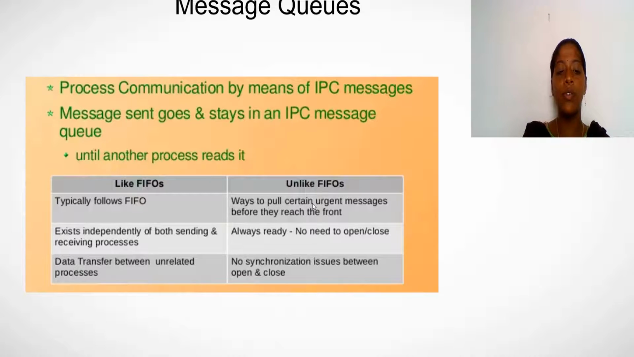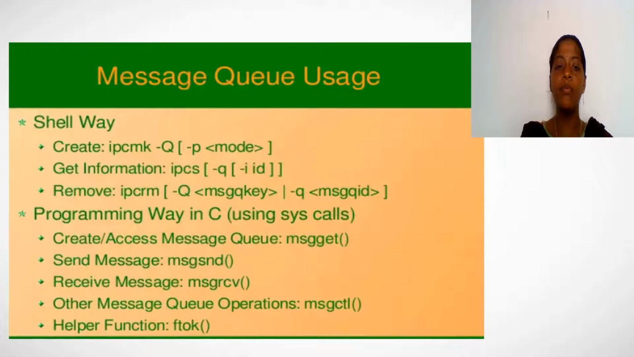FIFOs exist independently of both sending and receiving processes, but message queues are always ready, with no need to open or close. Like FIFOs, they transfer data between unrelated processes, but unlike FIFOs, no synchronization is needed between open and close. This is a message queue.